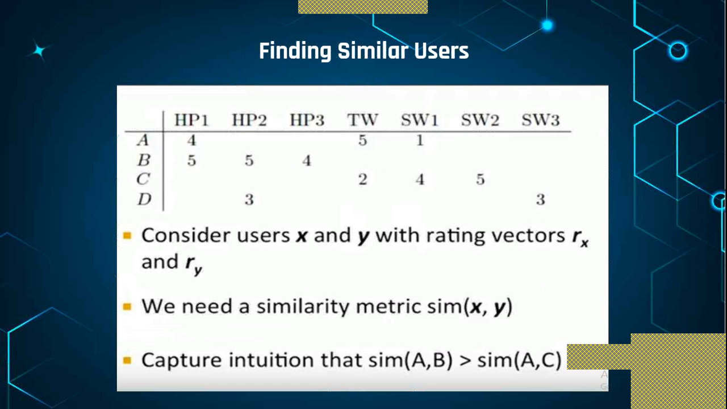Next we have to find out the similarity measure. What is the similarity measure? We have to use the similarity function, for example sim(x,y), to find out the similarity between 2 users. So first we need to find out the similarity measure, and then capture the intuition that the similarity between A and B is greater than the similarity of A and C. So this is my hypothesis. Here I am using the hypothesis that the similarity between user A and B is more as compared to the similarity between A and C.